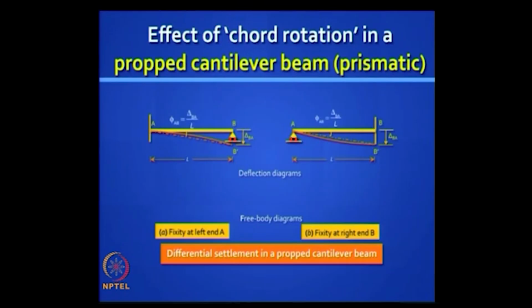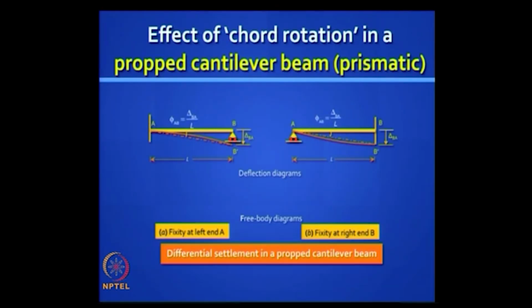One last point to note before we start the slope deflection method: what happens if, in addition to rotations, you have translations? So let us take the same beam element, and we have two types. Let us first say that one end is hinged and the other is fixed.